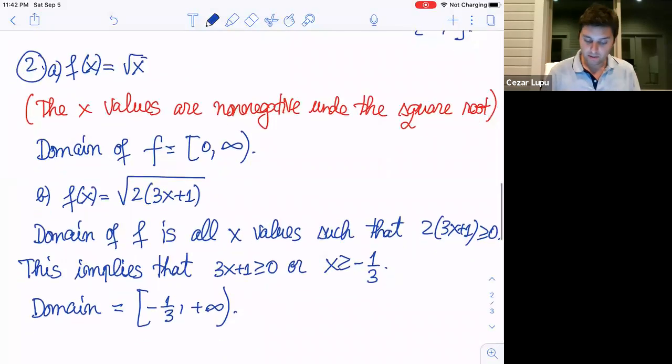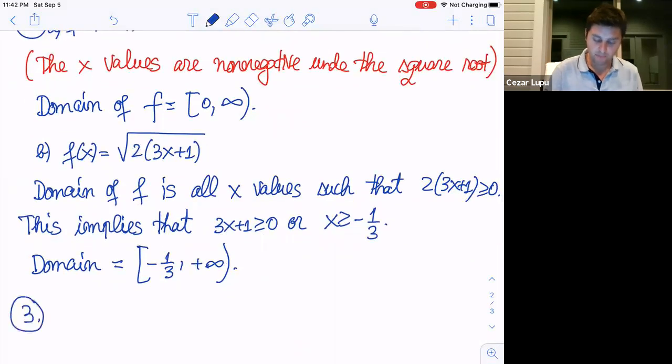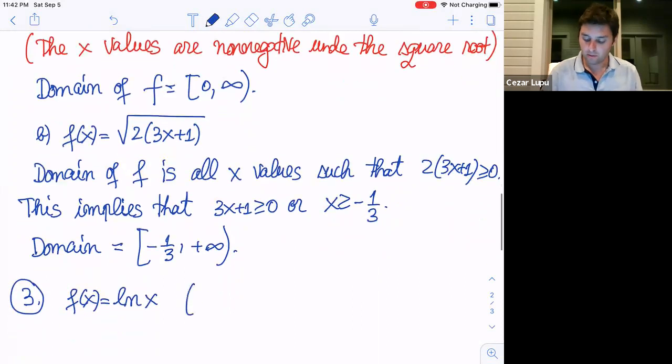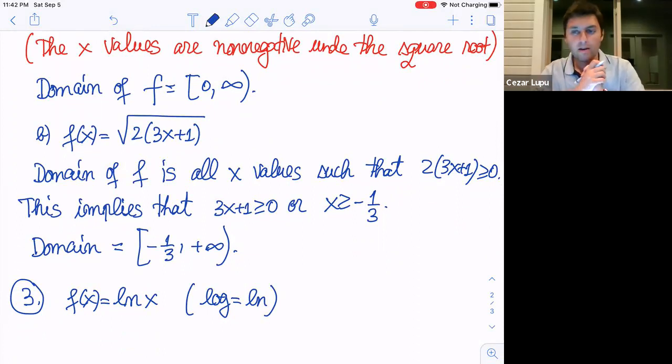Okay, now let's see some other examples. Let's see a third one, which will be a different type of example. What I would like to do now is take the function f of x equals natural log of x. Sometimes we denote it by ln of x, but also log. If I use the notation log throughout the semester, it's the same as ln, so it's the natural log. But anyway, you can use any notation you want. It doesn't really matter that much.